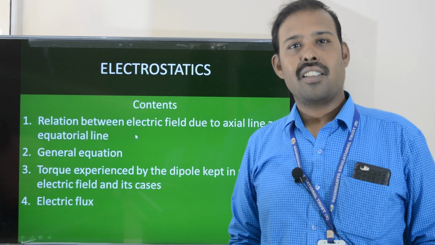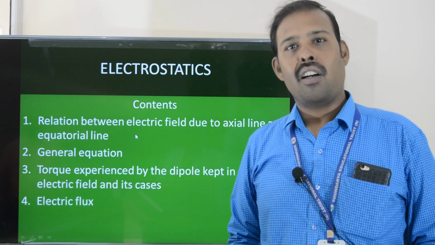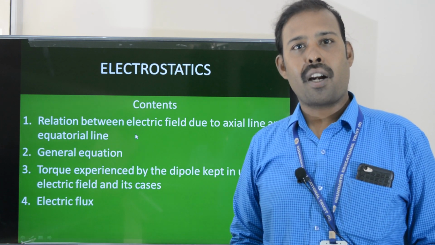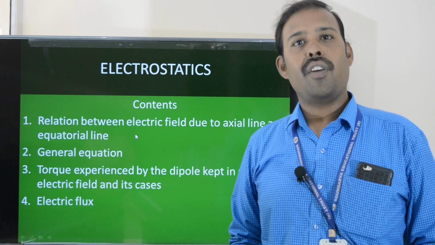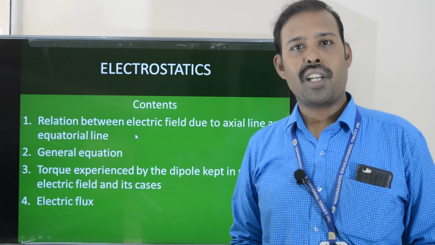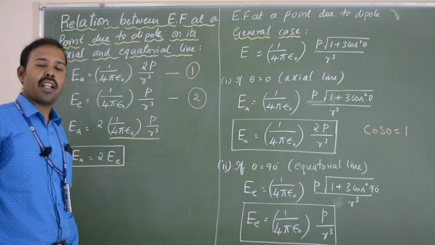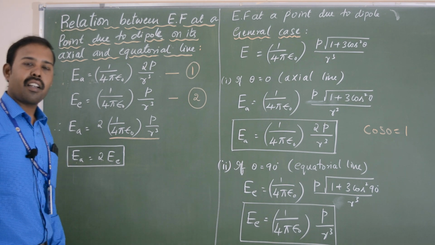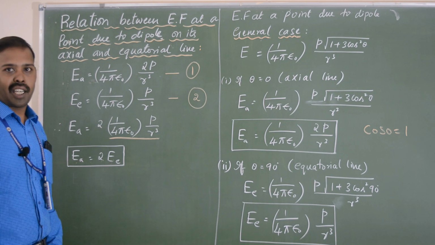Good morning, students. In the last class, we have seen the electric field at a point due to a dipole on an axial line and the electric field at a point due to a dipole on an equatorial line. Now, we will see the relation between the electric field at a point due to a dipole on an axial line and the electric field at a point due to a dipole on an equatorial line.